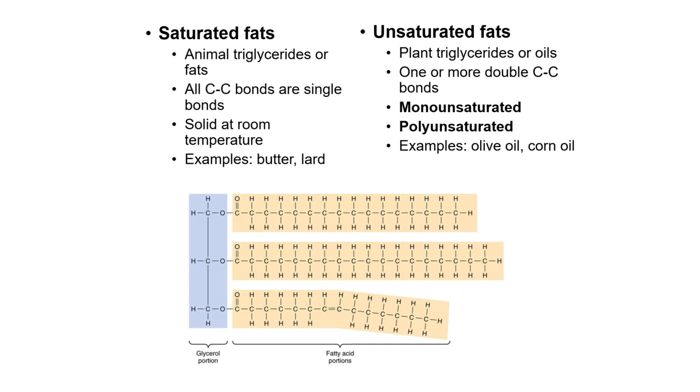And that has to do with how the H's are stuck onto those carbons. If there's no more room for H's, it is saturated. But if there is a double bond between some of those carbons, then it is unsaturated, meaning that those double bonds could be broken and more hydrogens could be stuck in.